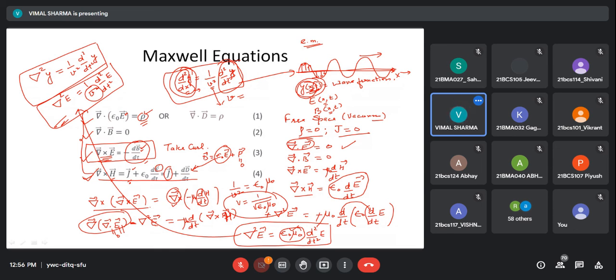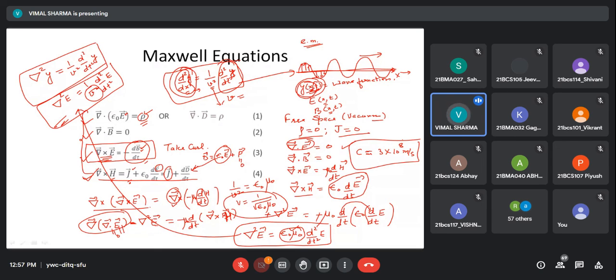And I know values for both these constants. Epsilon naught is 8.85 into 10 raised to the power minus 12. Mu naught is 4 pi into 10 raised to the power minus 7 with some units. If I put those values here, I get exactly the velocity of light in free space. It is some 2.99 whatever, so I'm writing straight away, it is 3 into 10 raised to the power 8 meters per second.